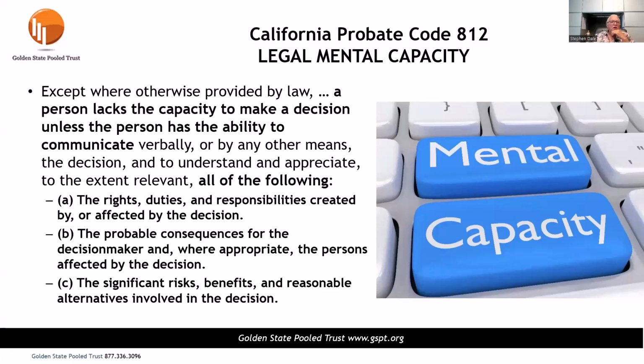And there's a couple of places to go. Under Probate Code 812, once again, except as otherwise provided by law, a person is presumed to have capacity, and a person lacks capacity to make a decision unless the person has the ability to do these. One is to understand the rights, duties, and responsibilities created by or affected by the decision. The probable consequences for the decision maker, and where appropriate, the persons affected by the decision, and the significant risks, benefits, and reasonable alternatives involved in the decision. Not an easy set of requirements, but it's something that most people can meet.